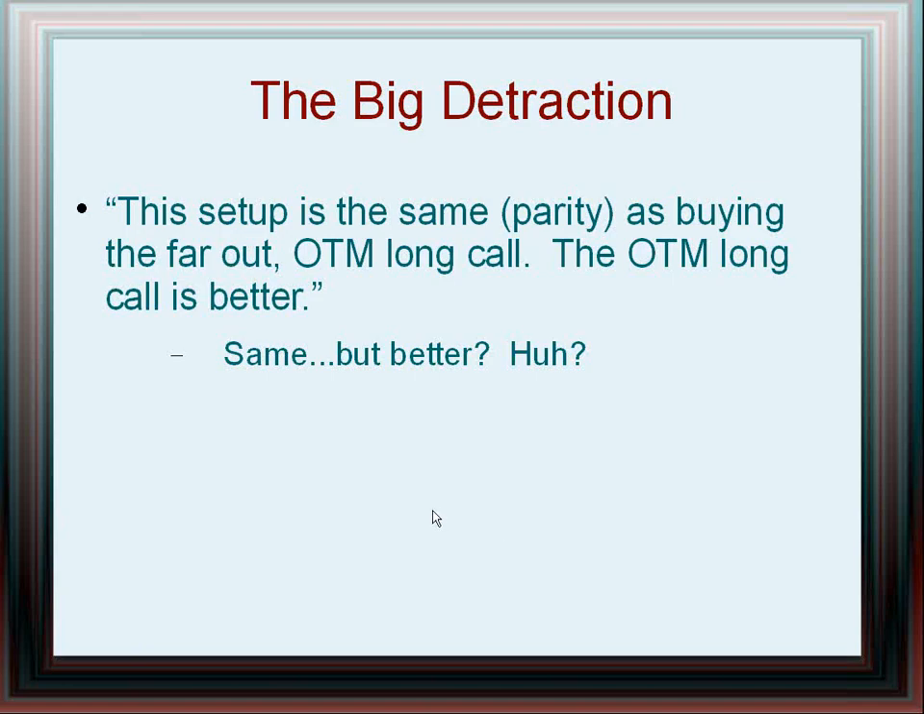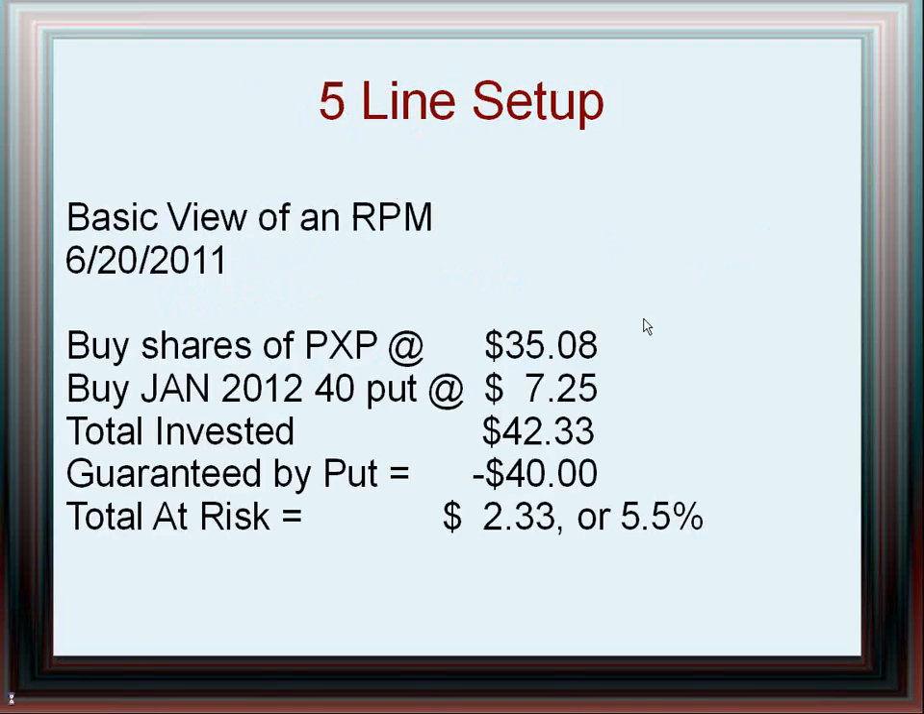Okay, so Doug asked, let's talk about the big detraction. That married put setup we saw, that married put position, hockey stick graph, limited risk, unlimited upside. The big detraction: hey, this is the same profit and loss. It's the same thing as buying an in-the-money call. It's a parity trade. Buying an out-of-the-money call is a parity trade, but it's better. How can something be the same but better?